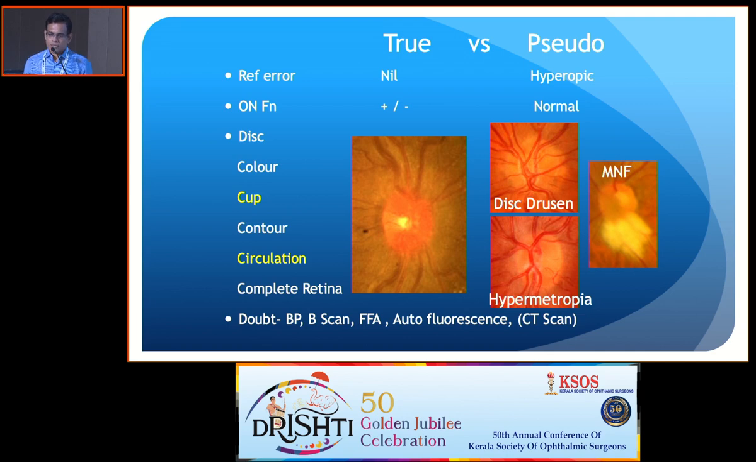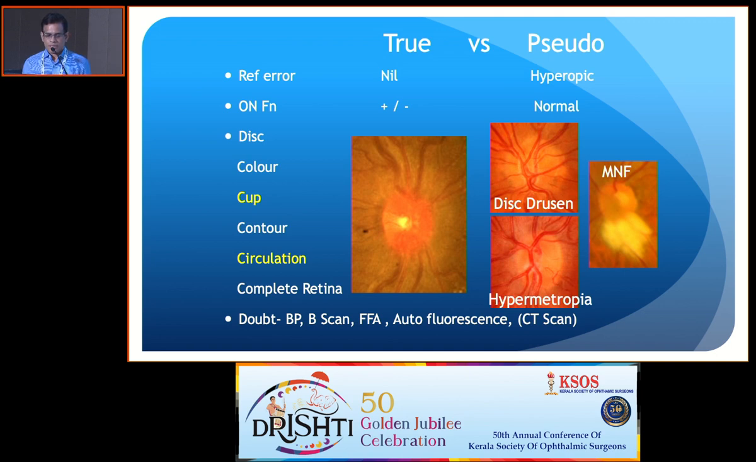True versus pseudo disc edema, you can see here on the left, the 5 C's that I use: the color, the cup, the contour, the circulation, and complete retina. On your left, you have the true disc edema, and the 2 important C's to differentiate versus pseudo: one is the cup. The cup is actually lost late in true disc edema, unlike in pseudo. You can see the optic disc drusen and hypermetropia where the cup is absent. And M and F, I'm sure none of you will confuse with disc edema.